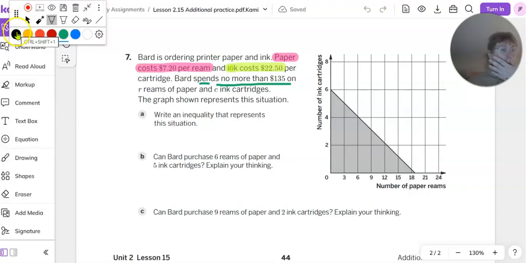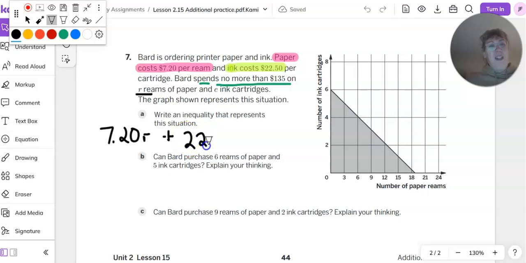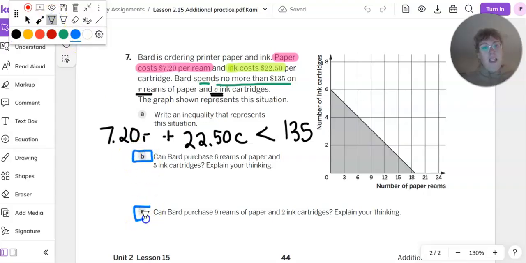Let us match our coefficients with our variables. So we have paper, which we'll say is reams of paper, R. So we have $7.20 R. And then we're adding in our ink cartridge, which is 22.50. And the variable for that is C. And we want it to be no more than 135. So we're going to do less than or equal to 135.